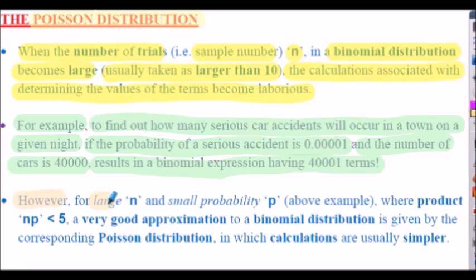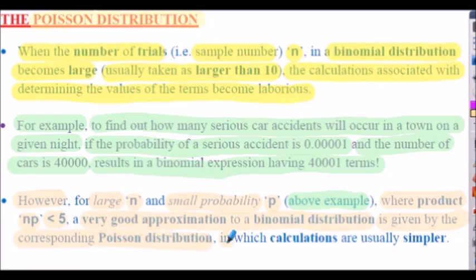However, for large n values and small probability values p, as in the above example, where the product of n multiplied by p is less than 5, a very good approximation to the binomial distribution is given by the corresponding Poisson distribution, in which the calculations are usually simpler.